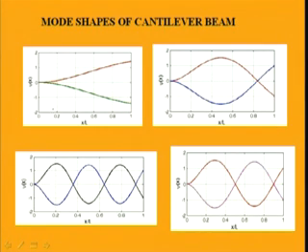In case of the cantilever beam you have already seen these mode shapes. This is for the first mode and this is for the second mode, and in the second mode a node is formed at this position. In case of the third mode there are 2 nodes, and in case of the fourth mode there are 3 nodes present in this beam. So you have found that for the nth mode there will be n minus 1 nodes, that is, at n minus 1 points on the beam there will be no vibration.